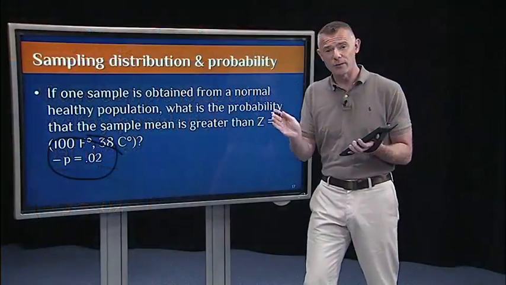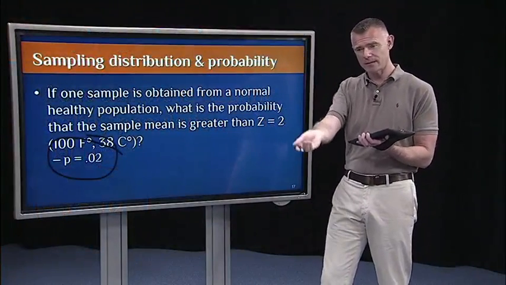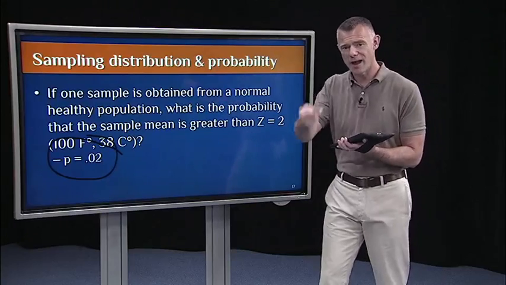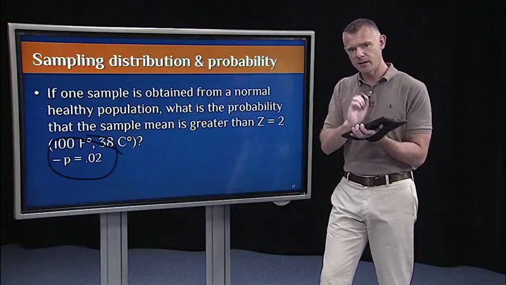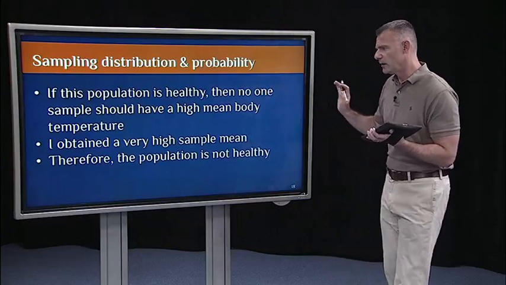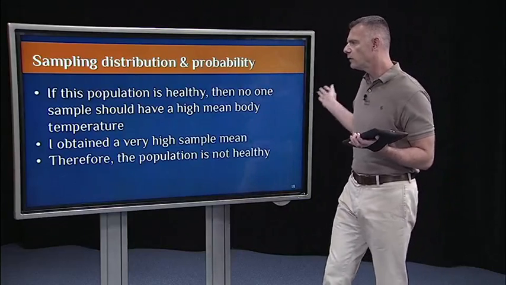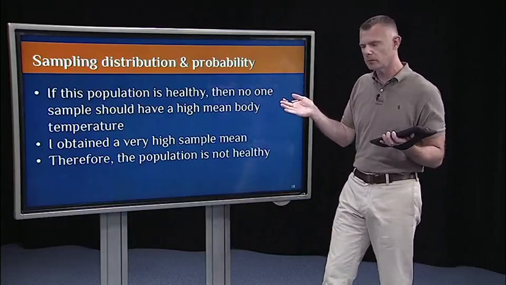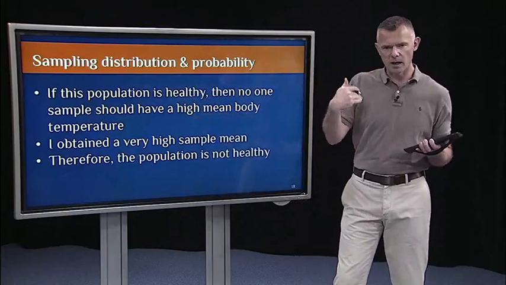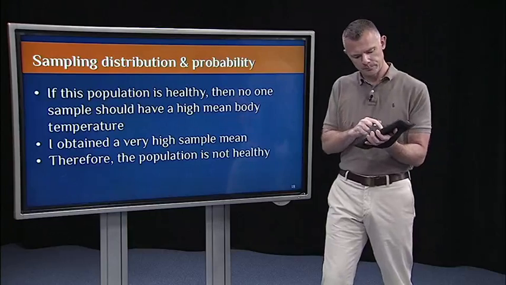In other words, the p-value is less than 0.05, that magic cutoff, right? Which means I would rethink my assumption that this population is healthy. I might want to reject that assumption. That's exactly what we're doing with NHST. So to be clear, in NHST we say if this population is healthy, that's an assumption, then no one sample should have a high mean body temperature. I've obtained a very high sample mean, therefore I'm going to reject that initial assumption that the population is healthy.